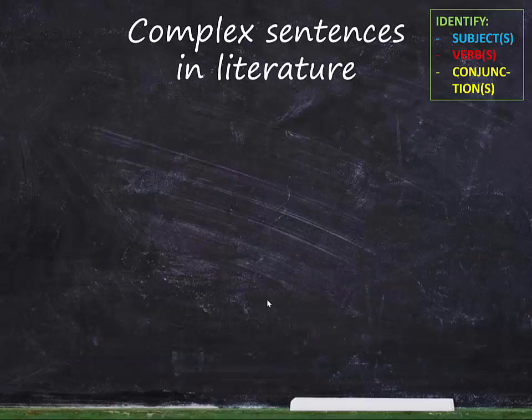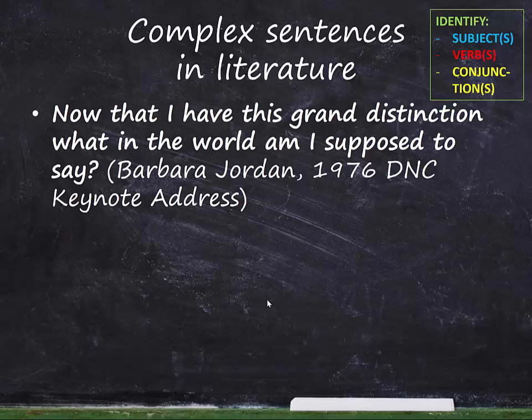So let's look at some complex sentences in literature. This one is from Barbara Jordan's keynote address at the Democratic National Convention in 1976. Now that I have this grand distinction, what in the world am I supposed to say? Take a moment to identify the subjects and verbs as well as any subordinating conjunctions. Also, figure out whether we should have a comma between clauses.